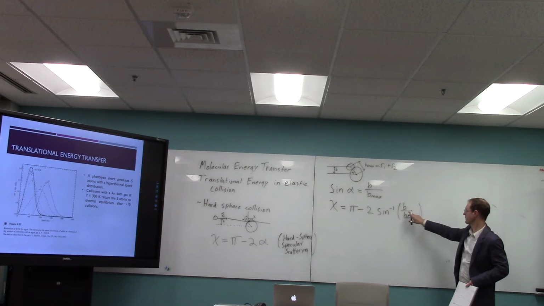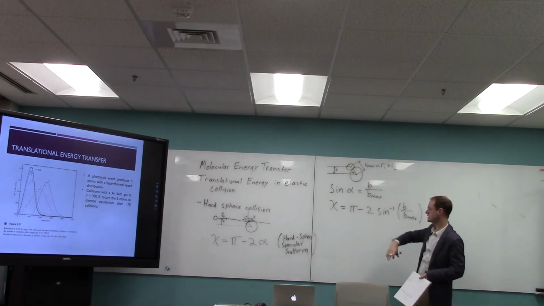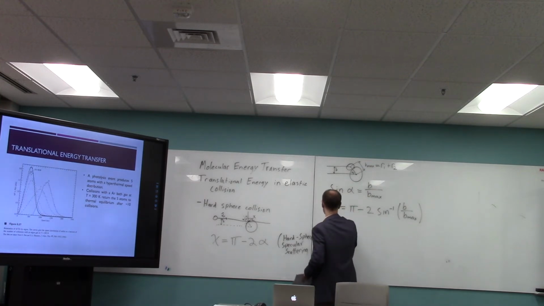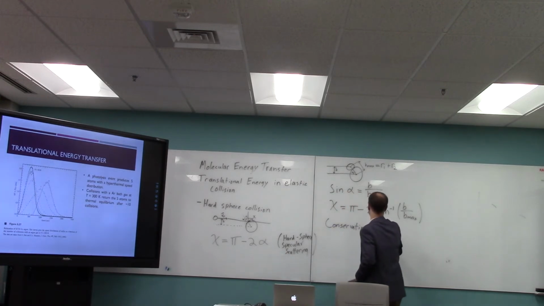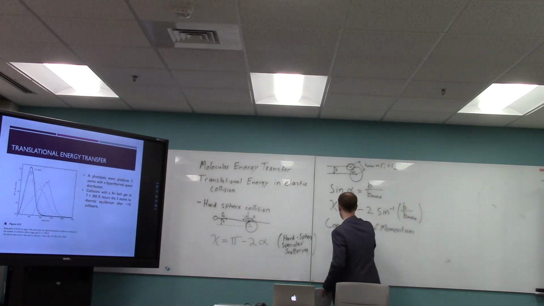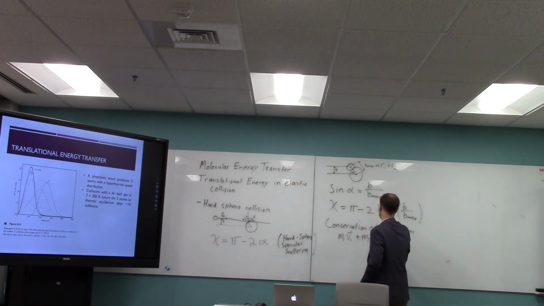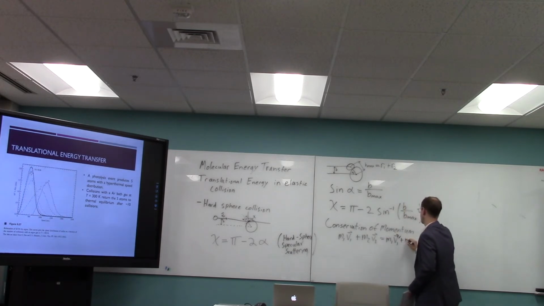So if you're given b and you're told that it's a hard sphere, so if you know b and you know the radii and you know it's a hard sphere collision, then you can calculate the angle. And then from conservation of momentum, you have that m1 times the initial velocity of particle 1 plus m2 times v2 is going to equal m1 times the final velocity of particle 1 plus m2 times the final velocity of particle 2.